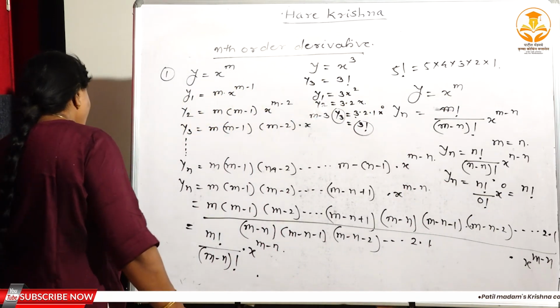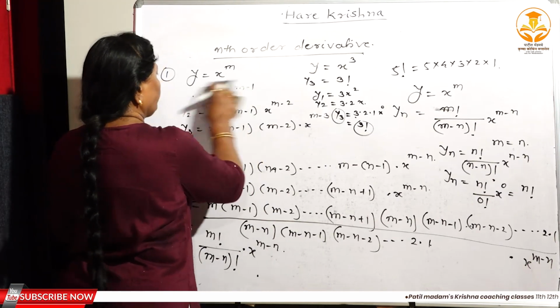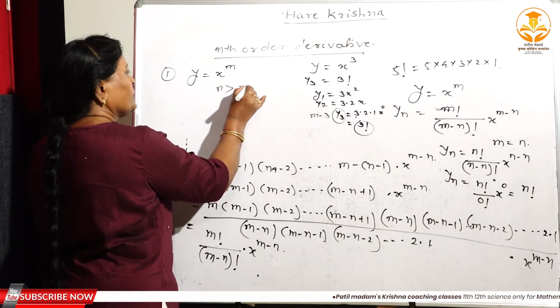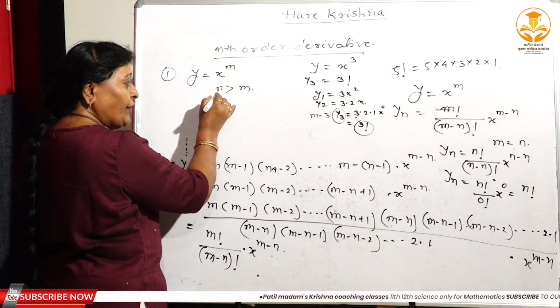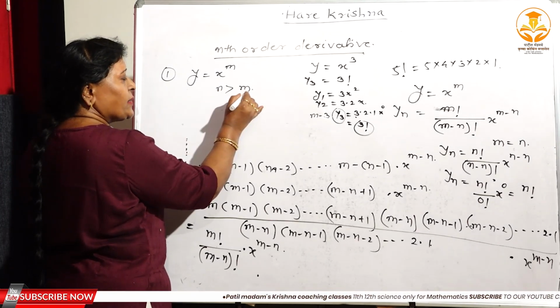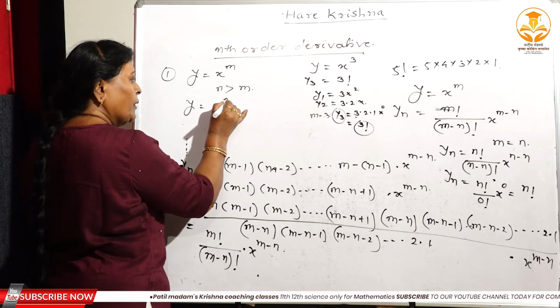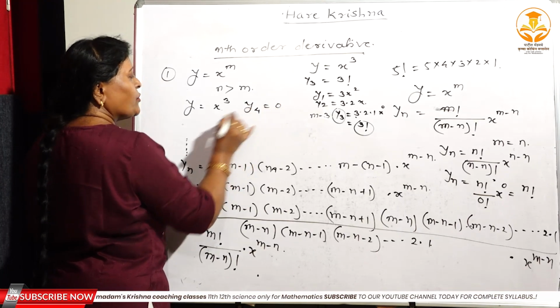And if here, suppose n greater than m, third case, n greater than m, means what here? Whatever the derivative you have to find out, suppose that is greater than m. Suppose y is equal to x to the power 3, and we want to find y4. Then y4 is always equal to 0.